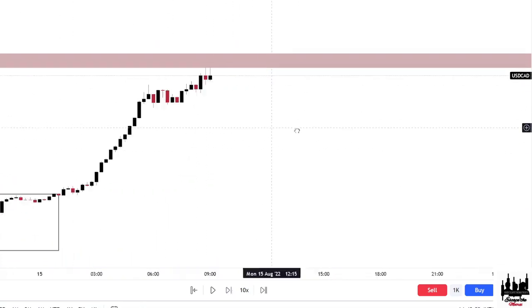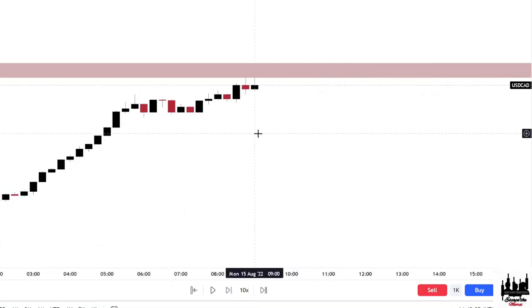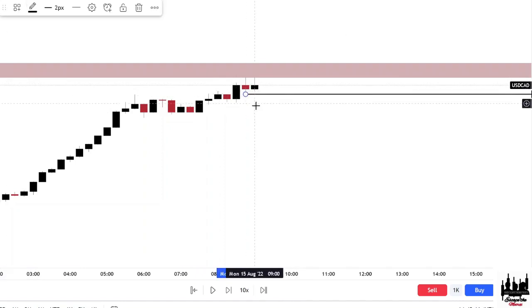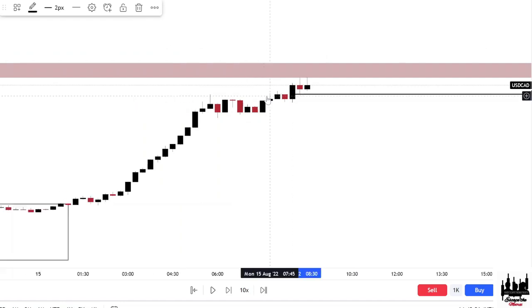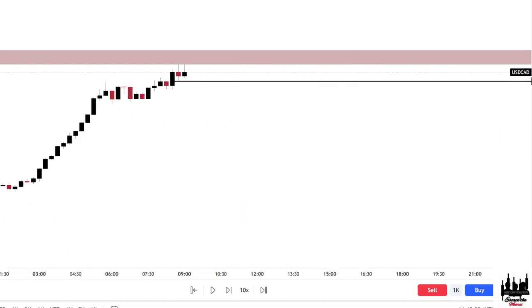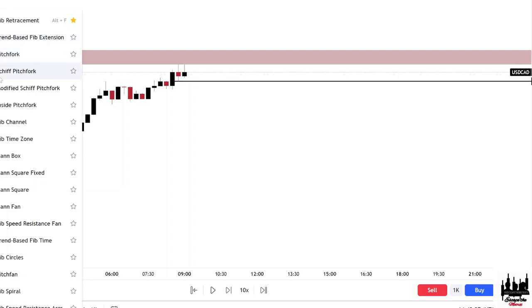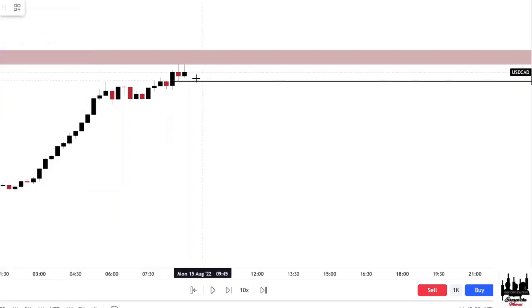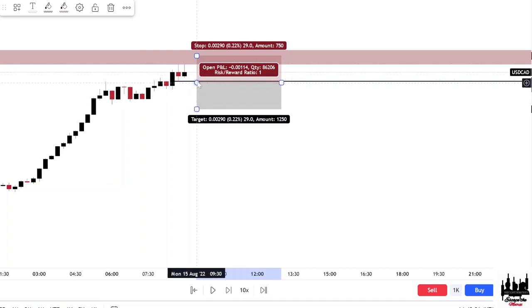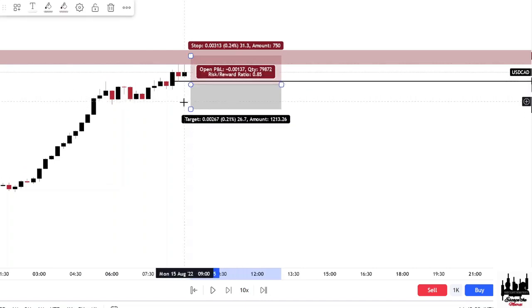Okay, price went back inside our point of interest, and it doesn't matter if it went deep inside or if it just touched the area. The fact that it had contact with the point of interest is enough. So this is our scale. So once price drops below this level, we can get in a sell.